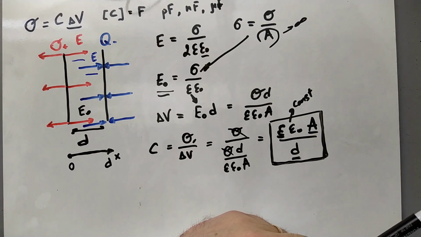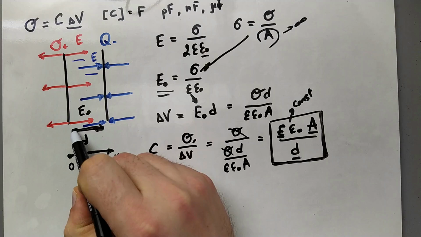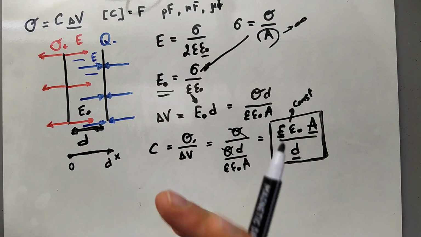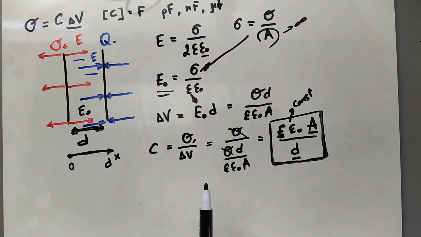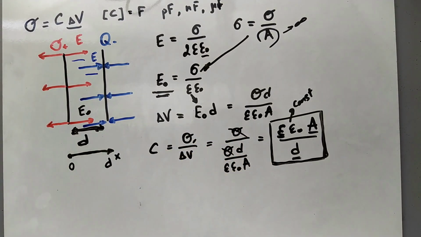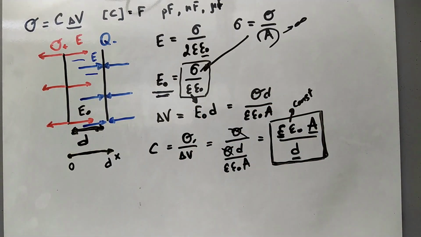We could consider, okay, we increase the thickness D between these two plates, and the volume defined by this parallel plate capacitor will increase. So why does capacitance decrease? The thing is that the magnitude of the electric field, which is uniform in between these two plates, does not depend on the distance between the two plates of this capacitor.